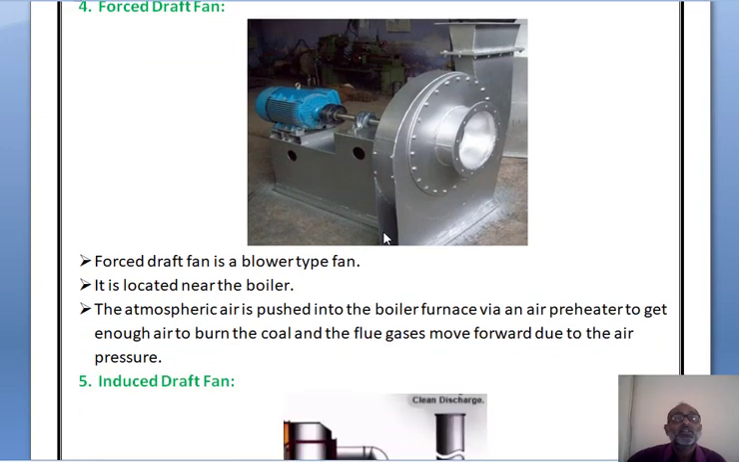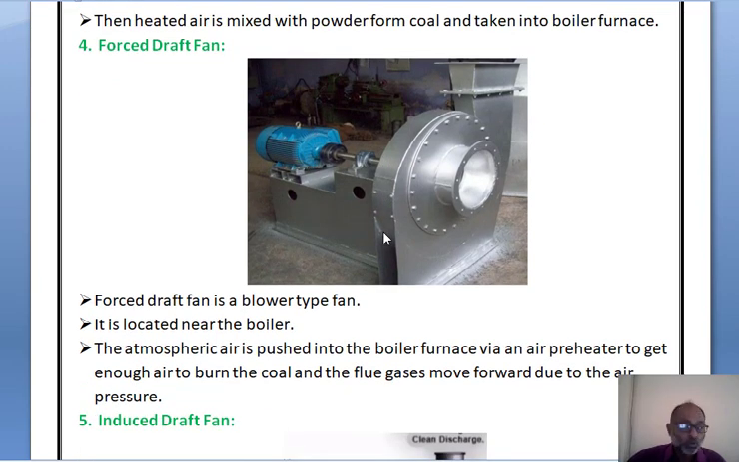Now next, forced draft fan. The forced draft fan is a blower type fan. It is located nearer to the boiler. Whatever air is available in the atmosphere is pushed into the boiler furnace via the air preheater to get enough air to burn up the coal. And the flue gases move forward due to the air pressure.